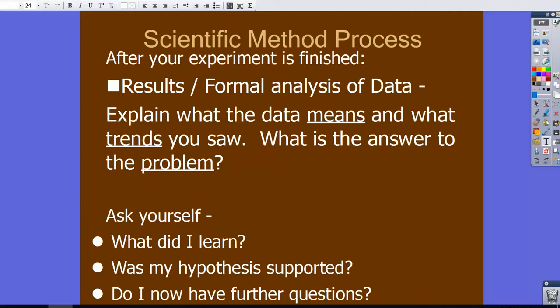All right. After that, you're going to look at your results, look at the data. You probably will have graphed your data, and you're going to identify what is the data showing you. What does the data mean? What trends did you see? When you make a change to the IV, what happened to the DV? And really, ultimately, remember, this whole experiment was done because you had a question or a problem in the beginning. What is the answer to that question, that problem? That's kind of the next thing you really need to be doing. And then it's time to start writing a conclusion.